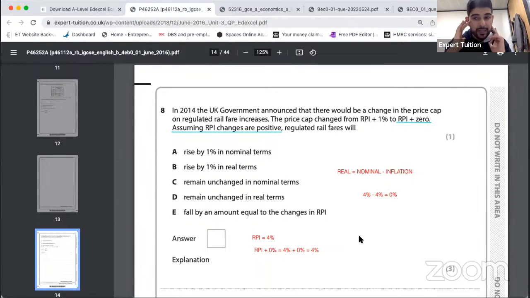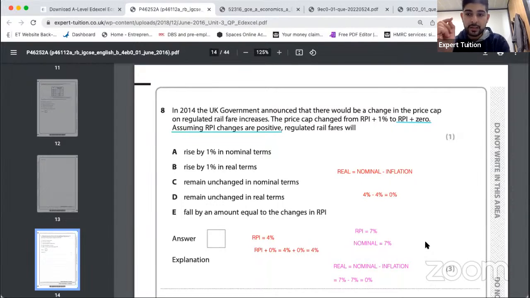Just to make it really clear, let's do one more random number. Let's say the RPI was instead 7%. If RPI is equal to 7%, again, plug it into the formula. 7 plus 0 is obviously 7. In nominal terms, it's going up by 7%. Now let's figure out real. Real equals nominal minus inflation. So what does that give us? We get 7%, because it changed in nominal terms, minus what was inflation? Inflation was also 7%. 7% minus 7% is equal to 0%. Hopefully now you see what the answer is.